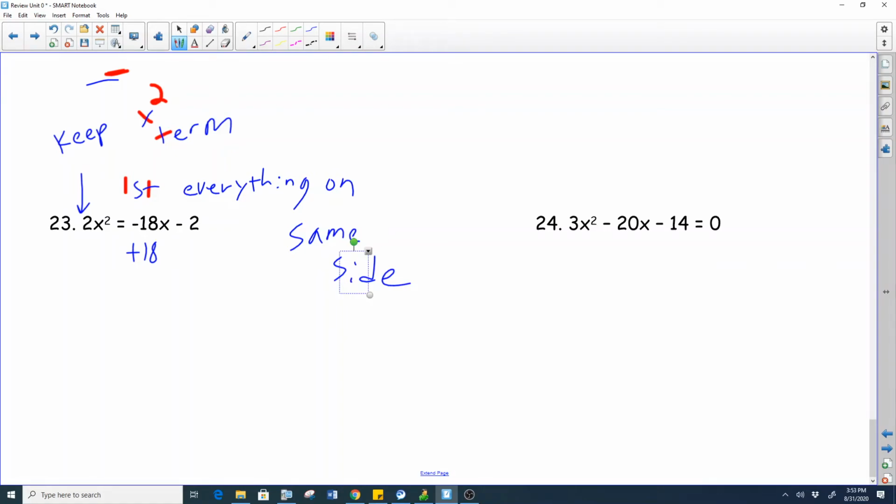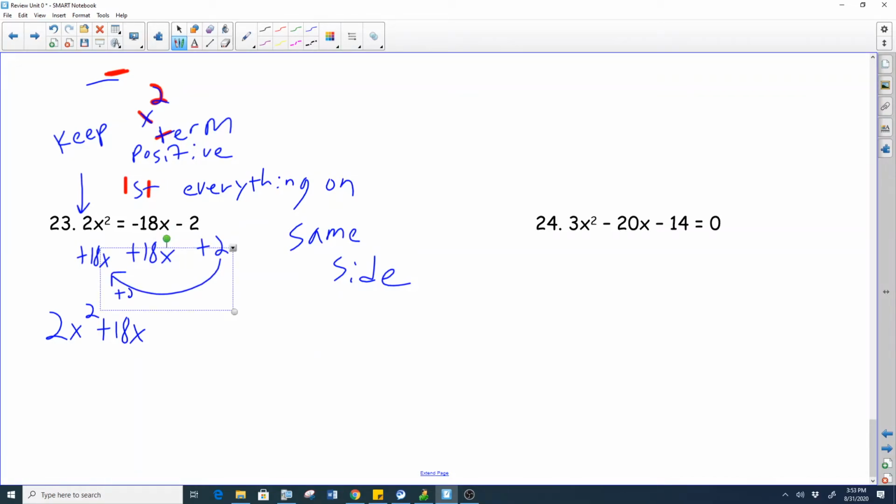So we're going to keep the x squared term positive, because then it's easy to factor, it's easy to do the quadratic. Just keep it positive. So we're going to go ahead and add 18x to this side. Good. So now we have 2x squared plus 18x. And with that negative 2 there, we're going to add 2 also to this side. It does not combine with the 18x, it's just off to the side. And now we have everything on the same side.